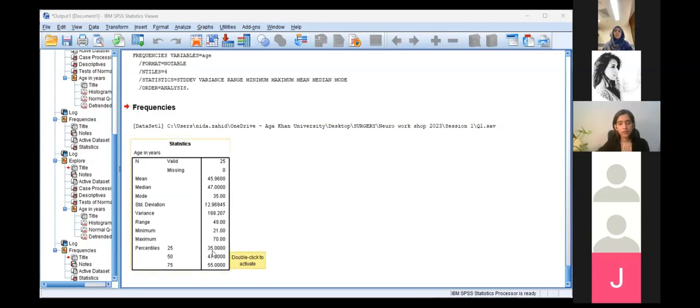So you'll be reporting 35 to 55, right? This is how you're going to report. You're going to report 47 as your median, that is if your data was not normally distributed. And then in the bracket, you're going to write 35 to 55, and you have to write IQR in the bracket, right? So this is how you report the medians and the IQRs.